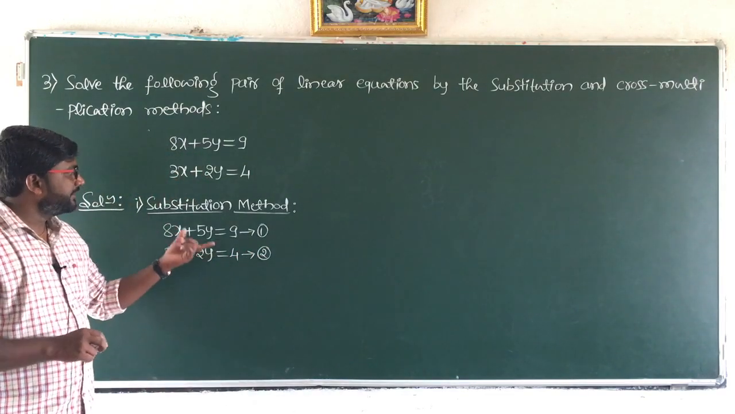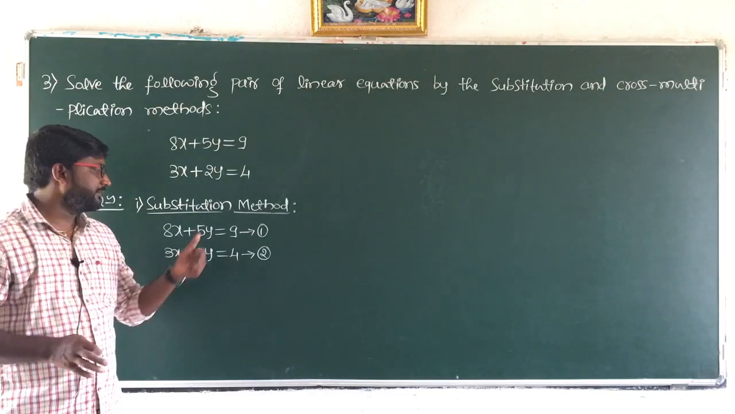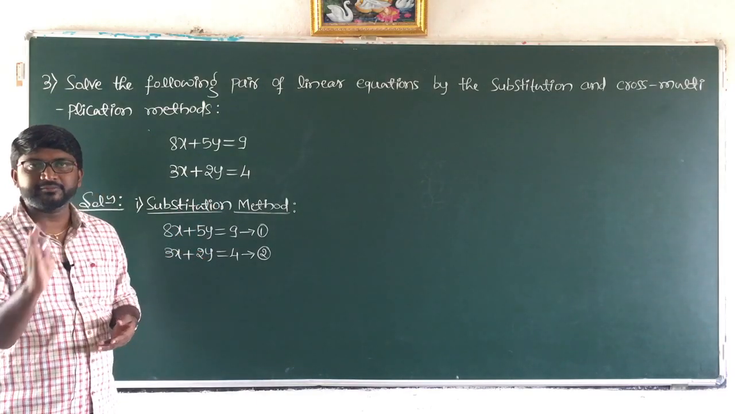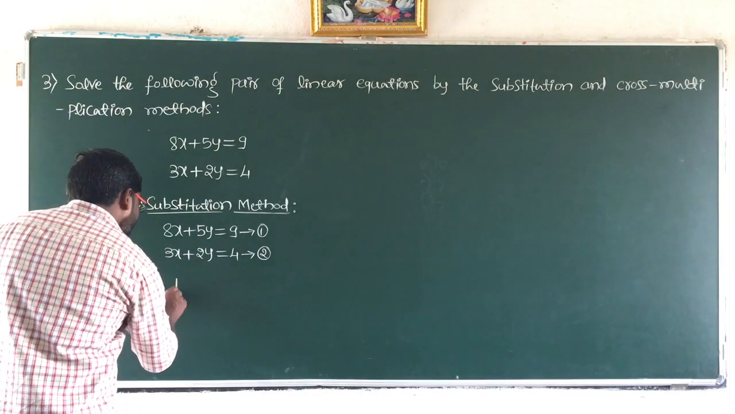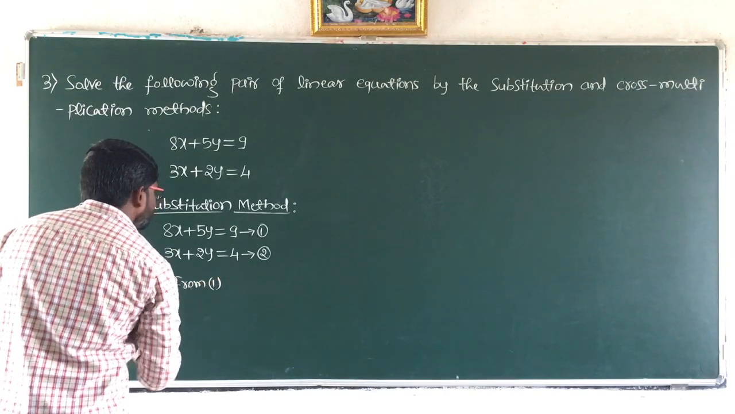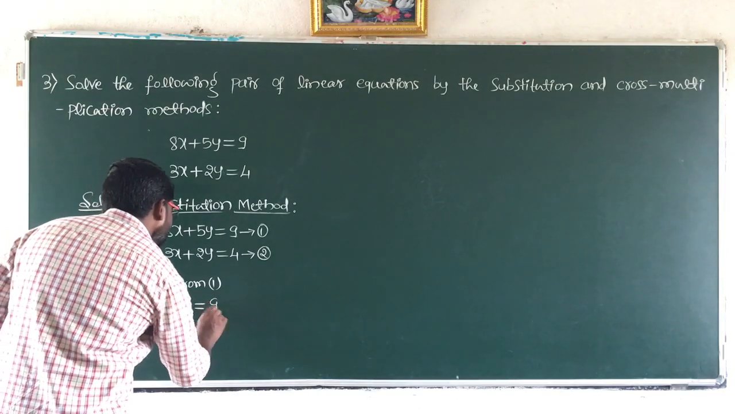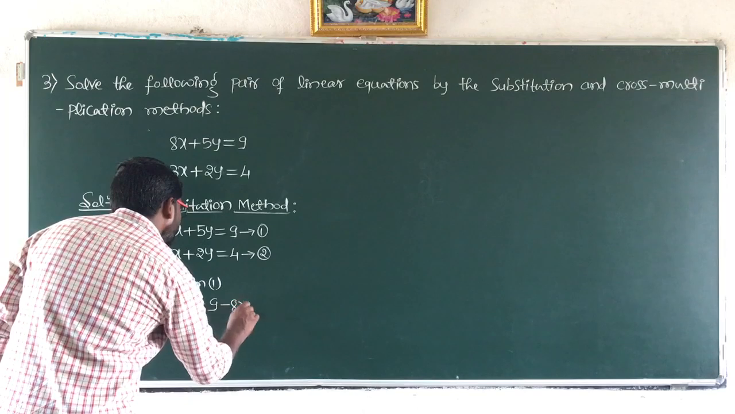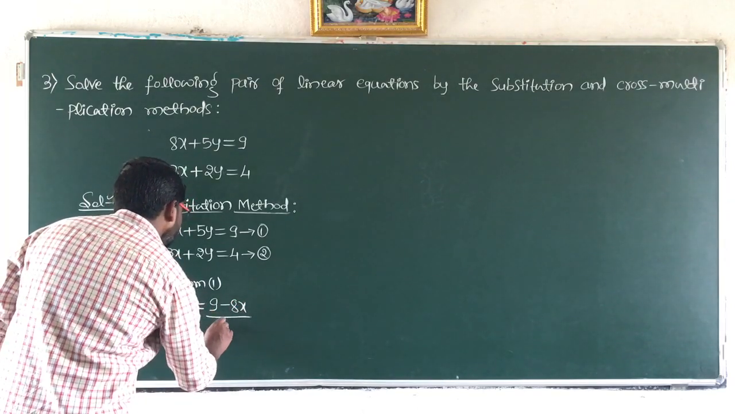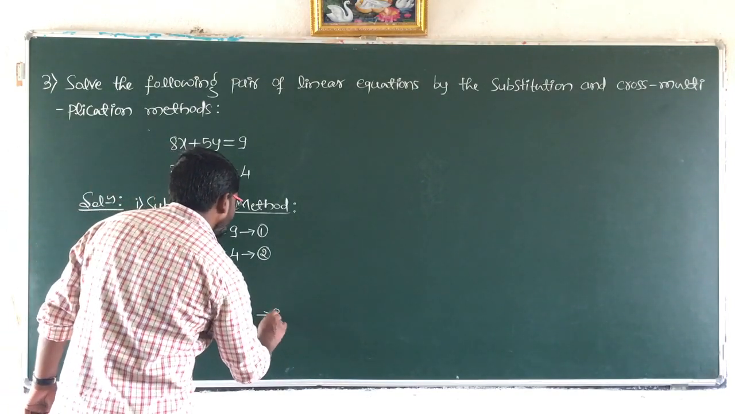So now in the substitution method, we have to separate either x or y from any one of the equations. So here what I do is I separate y from equation 1. From equation 1, y is equal to (9 minus 8x) divided by 5. Call this as equation number 3.